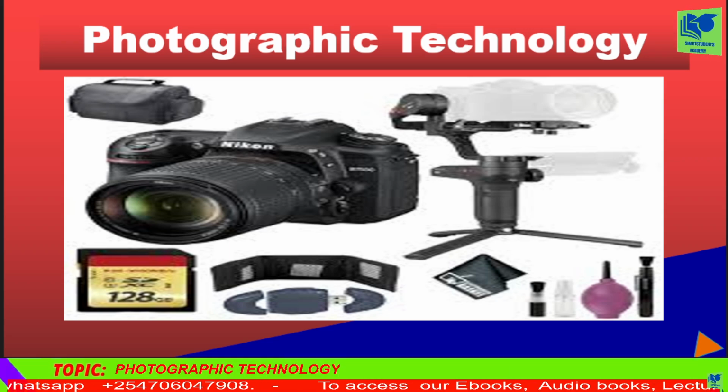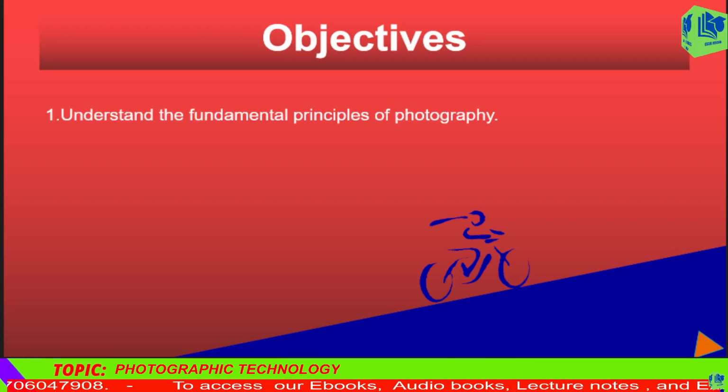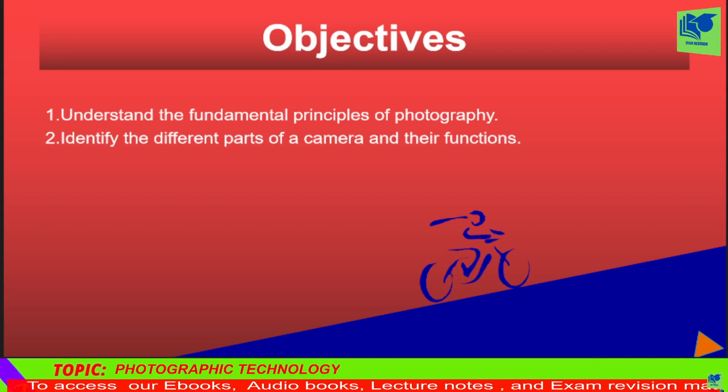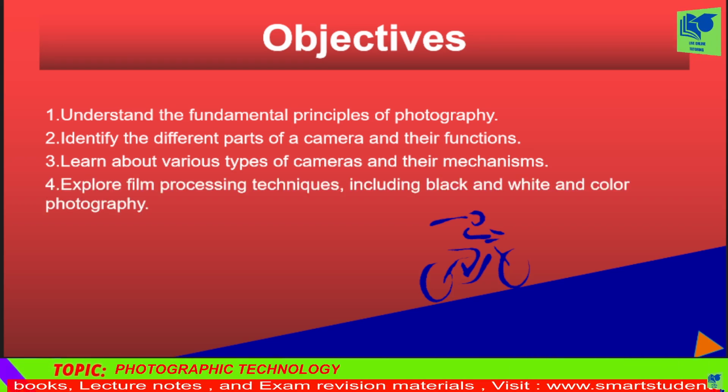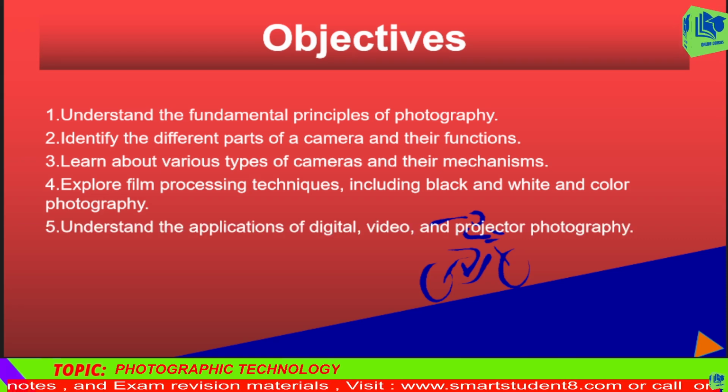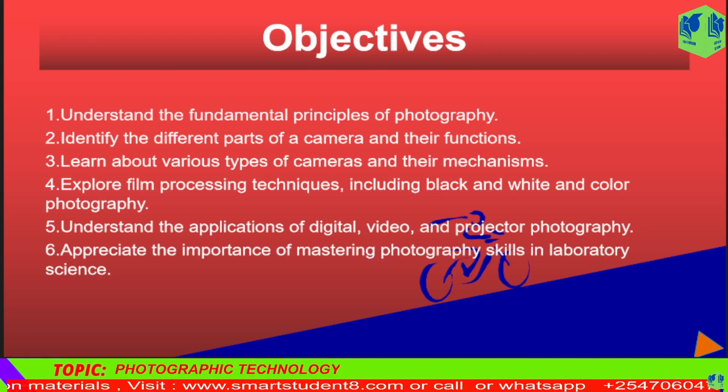Objectives of this tutorial. By the end of this tutorial, you will: 1. Understand the fundamental principles of photography. 2. Identify the different parts of a camera and their functions. 3. Learn about various types of cameras and their mechanisms. 4. Explore film processing techniques, including black and white and color photography. 5. Understand the applications of digital, video, and projector photography. 6. Appreciate the importance of mastering photography skills in laboratory science.